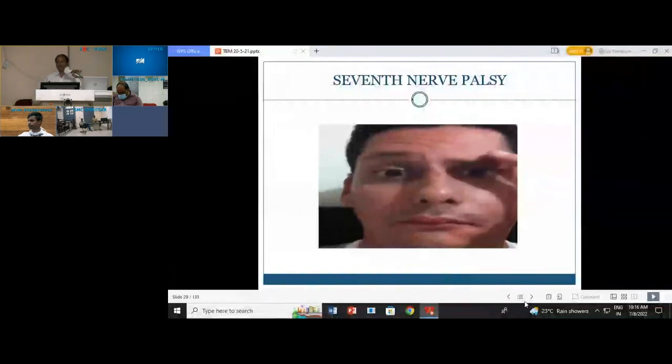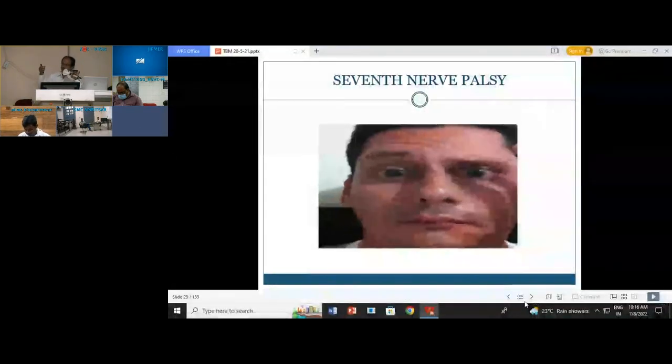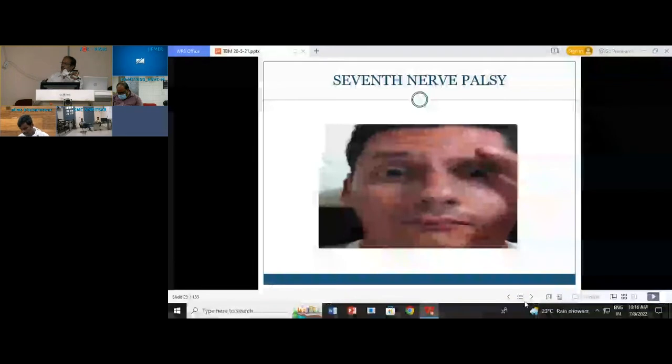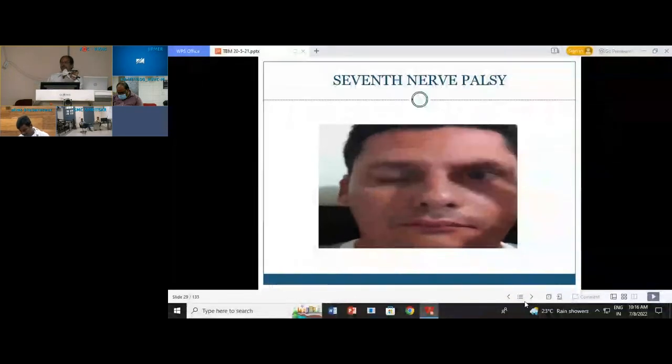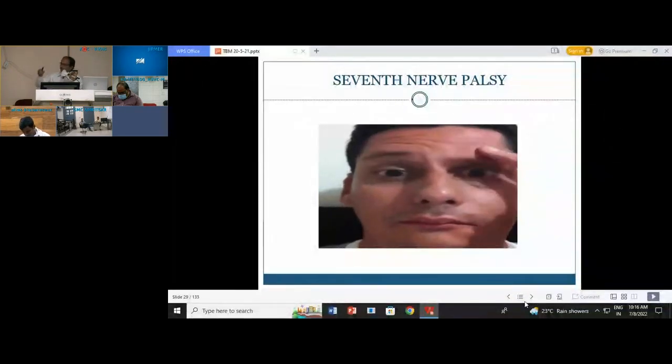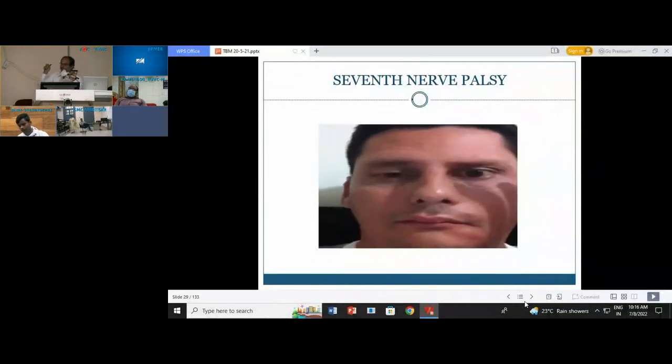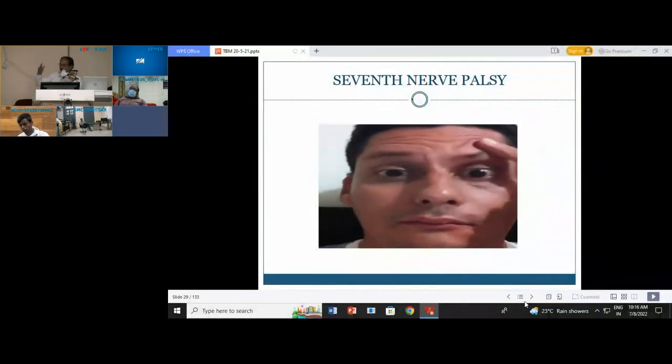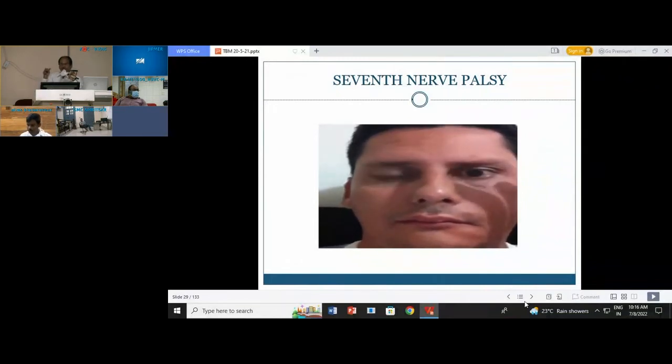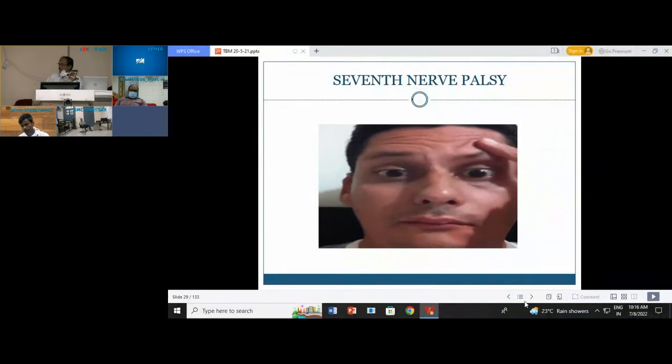The classic presentation is fever, headache, vomiting, neck stiffness. But TBM, we have seen presenting only with cranial palsy, only low-grade fever lasting for more than 7 days, only headache, presenting as stroke, as neurocognitive impairment, or as seizures. So tuberculosis meningitis is very common all the time.